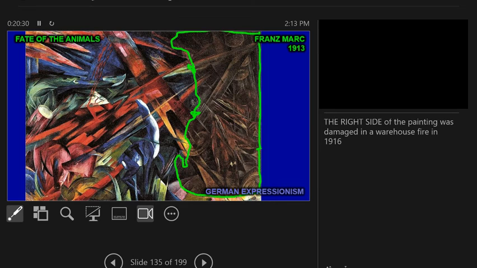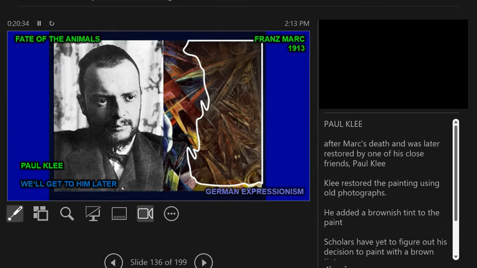The artwork was damaged in a warehouse fire in 1916. And this guy right here, who was a friend of the artist, painted the image back in. He had a photograph of the painting, and he painted over the damage that was done to the painting in the warehouse fire. However, what do you think photographs look like in 1916 or 1913? Yeah, they were black and white, right? So he didn't have color to work with.